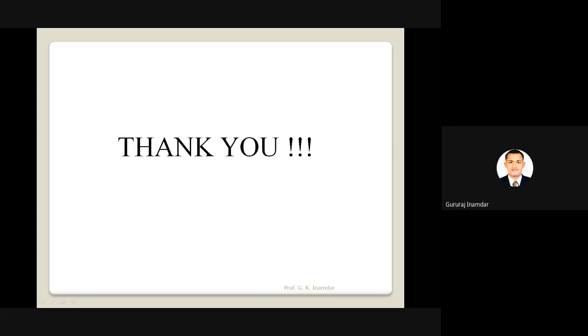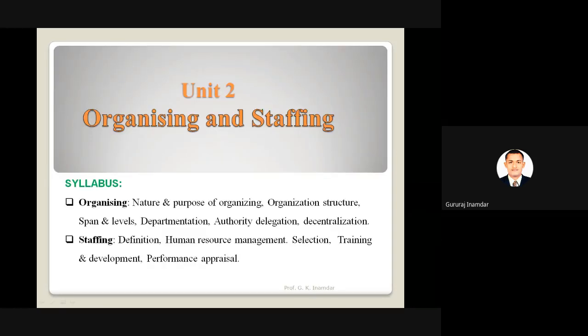Organizing and staffing. Is it right? If any doubt you may ask me. So this is our chapter number second. What we have discussed, we will take a short review. First of all we started planning, after that organizing. In organizing, nature and purpose of organizing, we discussed organization structure, spans, different spans and levels, and departmentation, four types of departmentation.